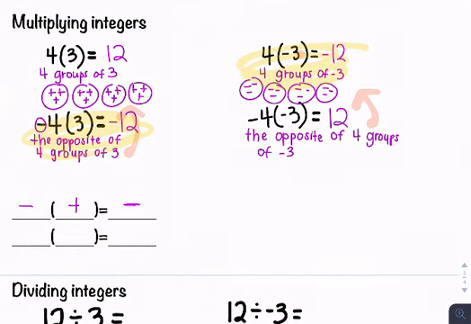If the numbers are both negative, like in this example, the answer will be positive. And we already know that a positive times a positive is a positive, like in our first example. That's not new to us.